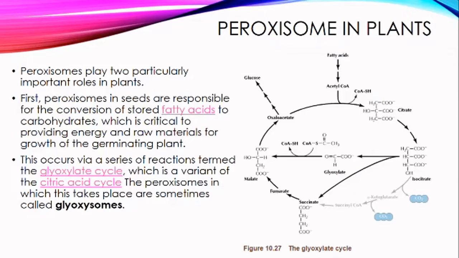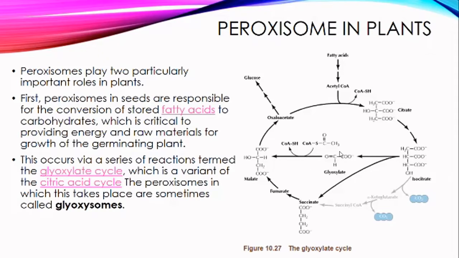Aside from that, peroxisome also, especially in plants, so sa plants naman, ang role ni peroxisomes, it involves or responsible for the conversion of stored fatty acids to carbohydrates. So it converts fatty acids to carbohydrates and to be used in a glyoxylate cycle. Now the glyoxylate is a cycle also that resembles the citric acid cycle. So pareho lang siya ng process.